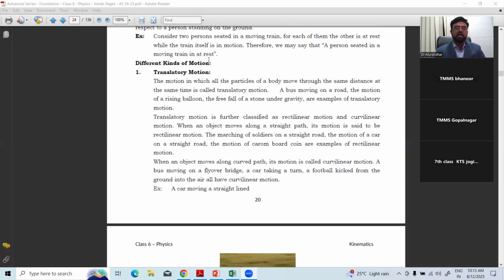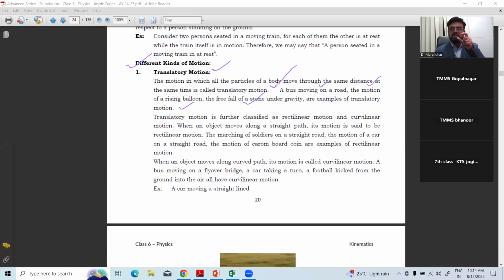Now, just the outline before going to the video. So, different kinds of motions. In our daily life, from morning to night, we see so many types of motions. The first one is translatory motion. A motion in which all the particles of the body move through the same distance at the same time is called translatory motion. Examples: a bus moving on a road, the motion of a rising balloon, a freely falling stone under gravity.